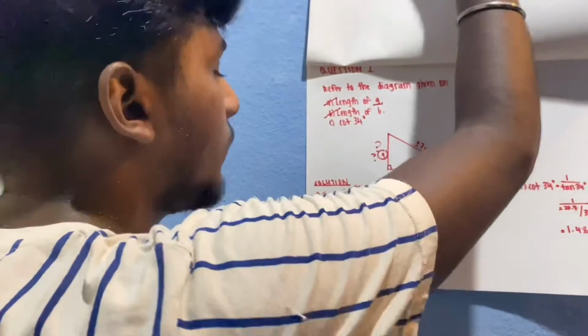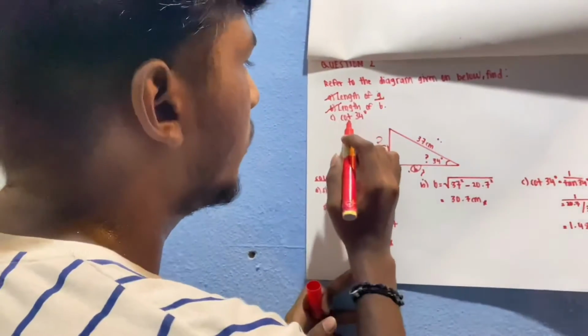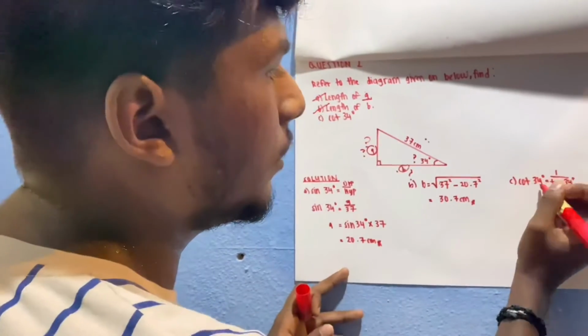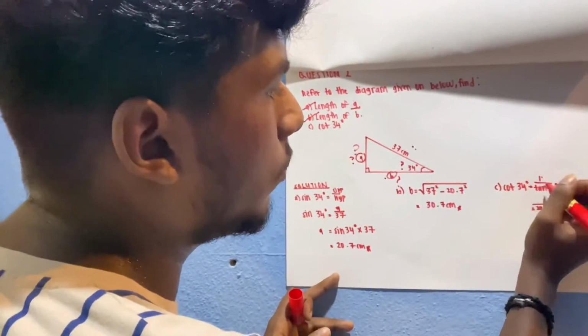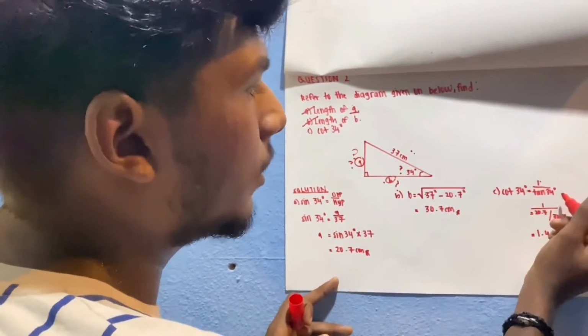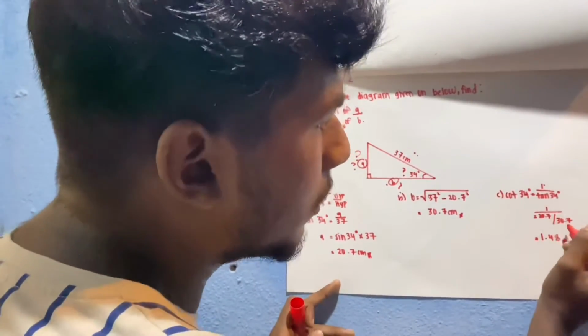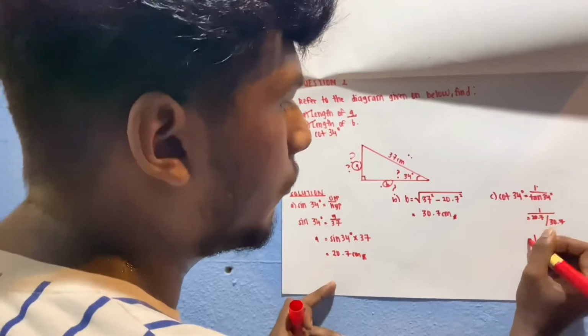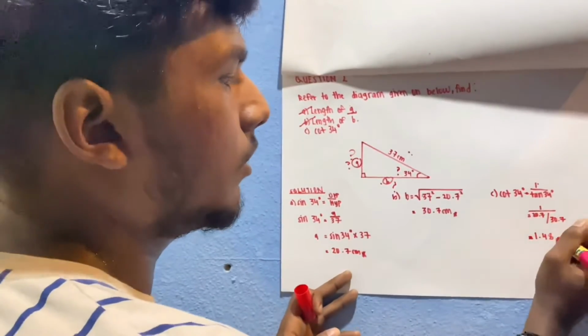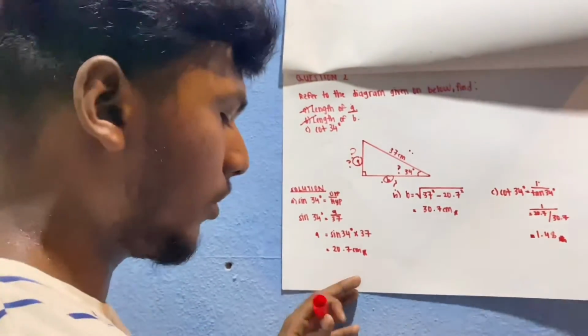And then for the last one, cotangent 34 degrees. Cotangent 34 degrees equals 1 over tan 34 degrees. It will be 1 over 20.7 over 30.7. And if you press the calculator, it will give the answer 1.48.